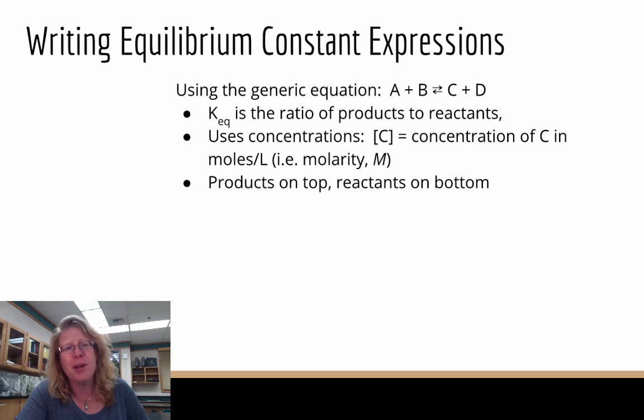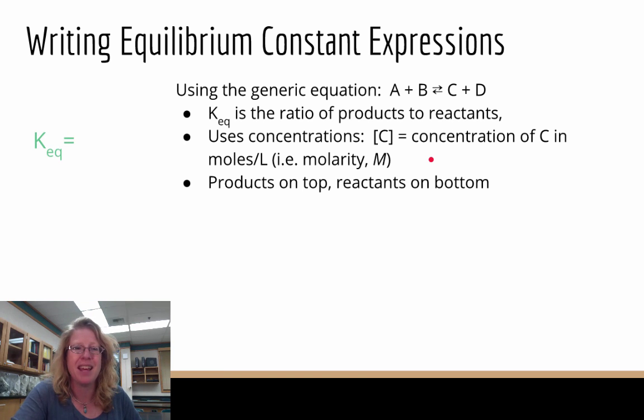So here we go. Writing equilibrium constant expressions. It's not as hard as it sounds. Products go on the top, reactants go on the bottom. It's the ratio of products to reactants. It always uses concentrations. So when we say, like in this middle line here, brackets with C, it means the concentration of C in moles per liter. It's molarity. Products on the top, reactants on the bottom.